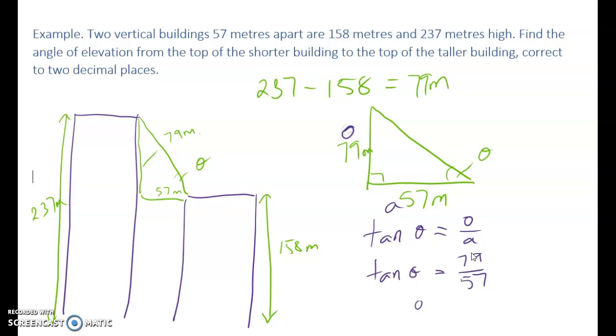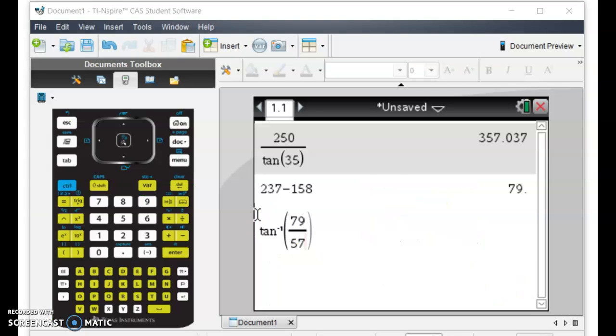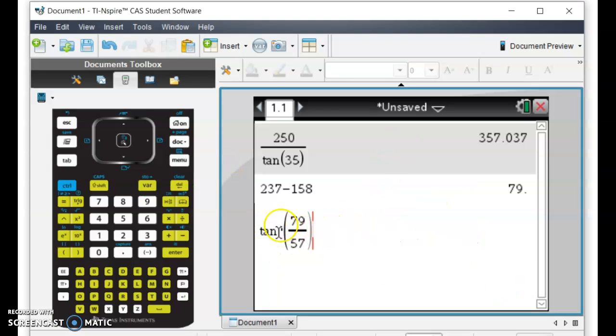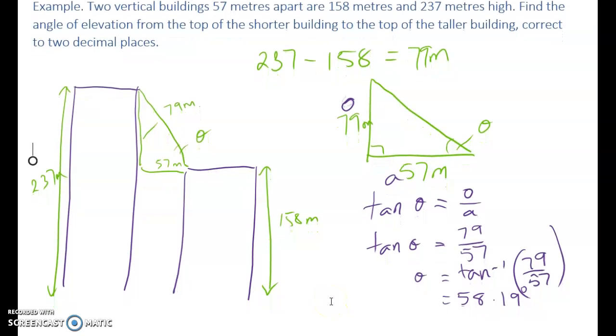We need to get the angle by itself, so we're going to use the inverse of tan to get that. That's what I'm going to plug into the calculator. I've typed in inverse tan 79 over 57 and I get 54.1888 meters. Sorry guys, it's not meters, it's degrees, and of course I have to round it off to 54.19 because the answer wanted 2 decimal places.